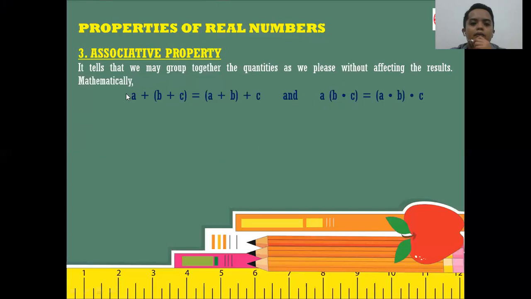So from the first one, B and C are grouped, but applying the associative property, the A and B now would be grouped as one, then added by C. So when you add this one, A plus quantity of B plus C, it would not affect the result. So let's have an example.